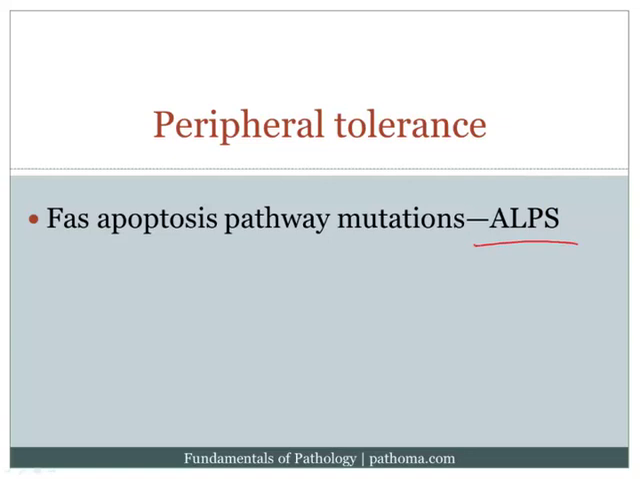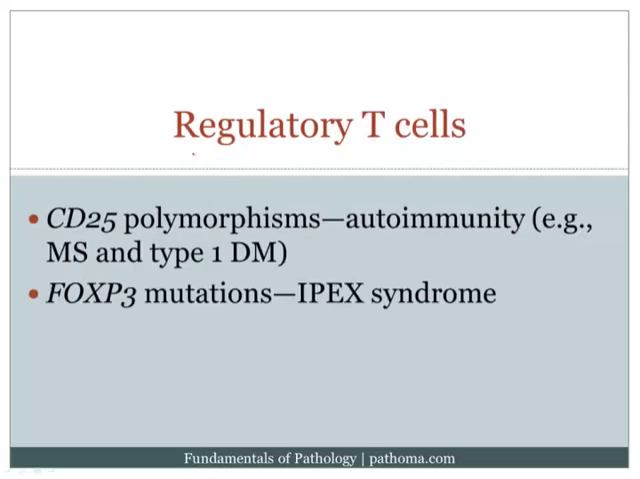Now again, you're never going to see this disorder because it's extremely rare. But why it's important is because it highlights the essence of peripheral tolerance and how important it is in getting rid of self-reactive lymphocytes. And so this is something to be aware of as well, especially because it ties into some basic immunology. Now we do have a third way by which we can protect ourselves against self-reactive lymphocytes, and that is through a special subset of T cells called regulatory T cells.